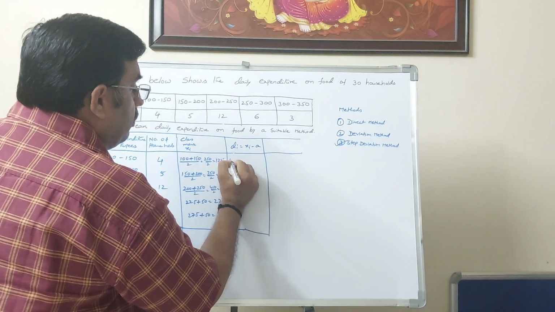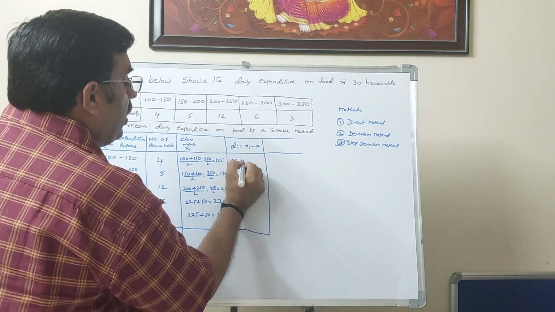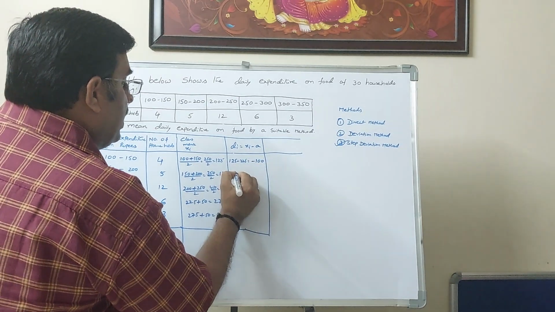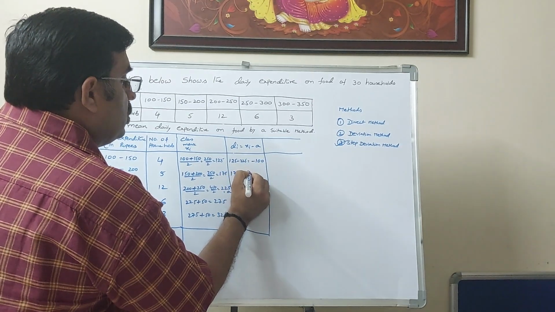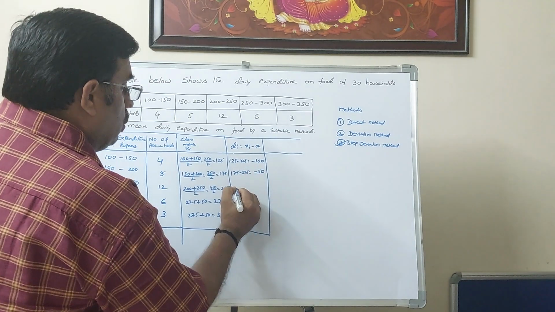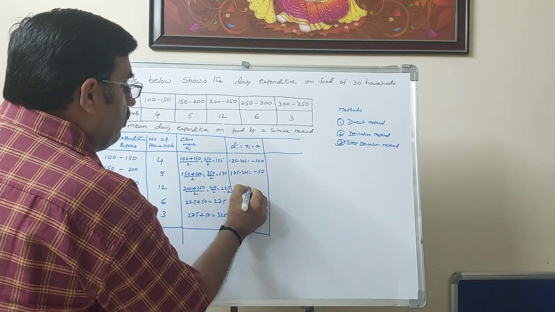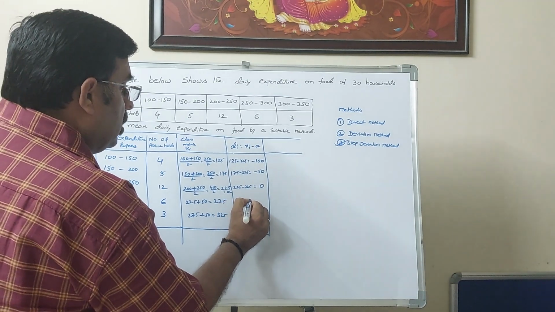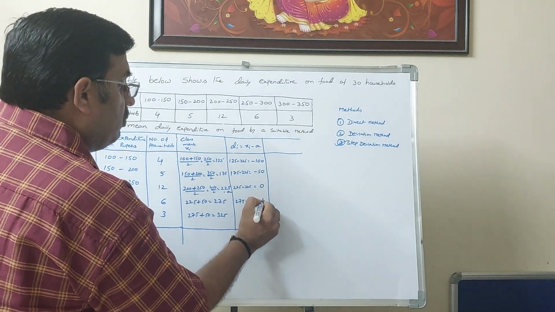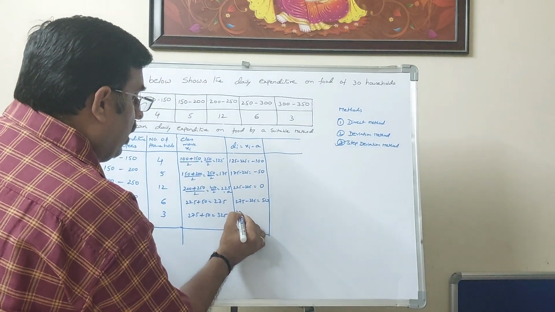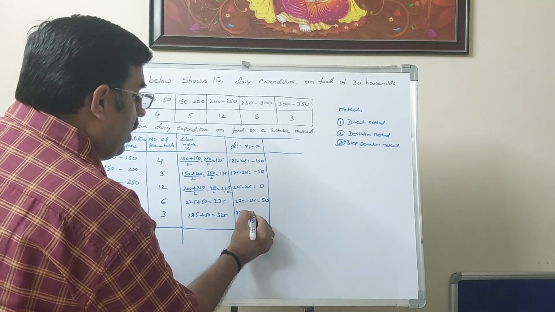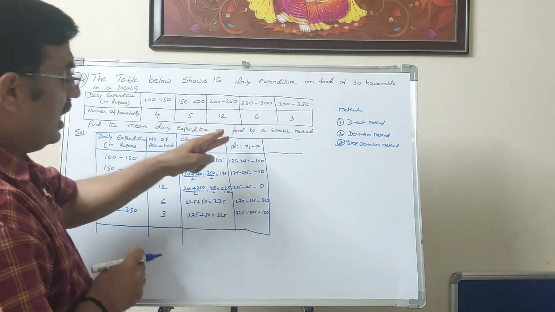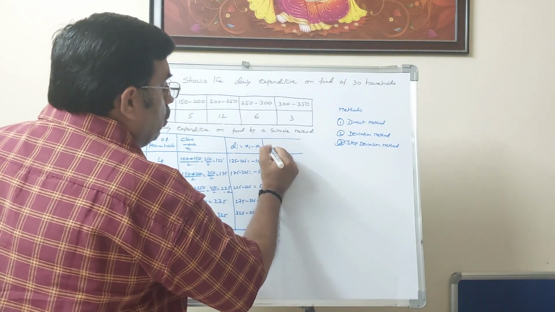So 125 minus 225 is equal to minus 100. 175 minus 225 is equal to minus 50. 225 minus 225 is equal to 0. 275 minus 225 is equal to 50. And 325 minus 225 is equal to 100. So you will get it like this. This is the di.